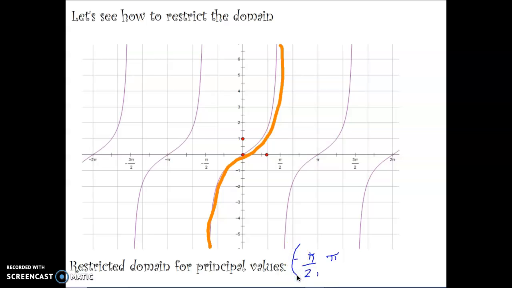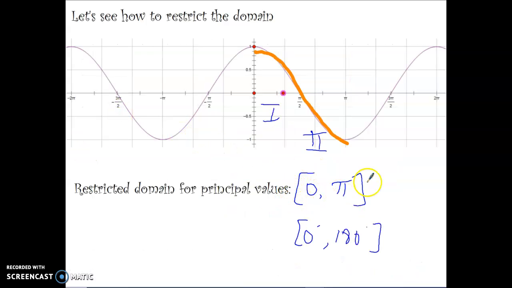You remember there's an asymptote right here at positive pi over 2 and negative pi over 2. So therefore, I cannot have brackets. I have to have parentheses because those are not included. If I want to do that in degrees, negative 90 degrees to positive 90 degrees, but I'm still going to have parentheses. Those are not included because of the asymptotes. Cosine and sine don't have any asymptotes, so their principal value restriction, the endpoints are included.